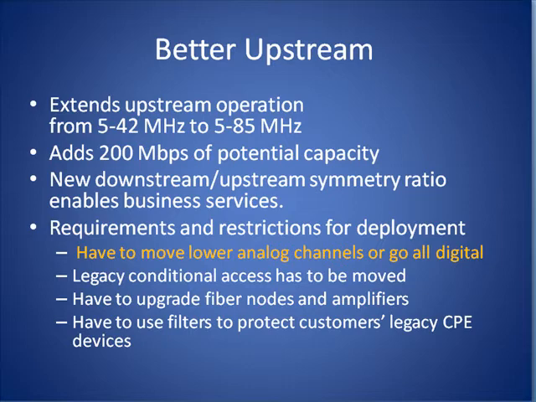DOCSIS 3.0 increases bandwidth speeds using several techniques. In the upstream direction, a portion of the bandwidth from the 42 MHz to the 85 MHz block has been reclaimed in order to provide additional bandwidth in the upstream direction. In order to make use of this bandwidth, however, cable companies must first move the analog channels that currently reside in this portion of the bandwidth or convert them over to an all-digital format.